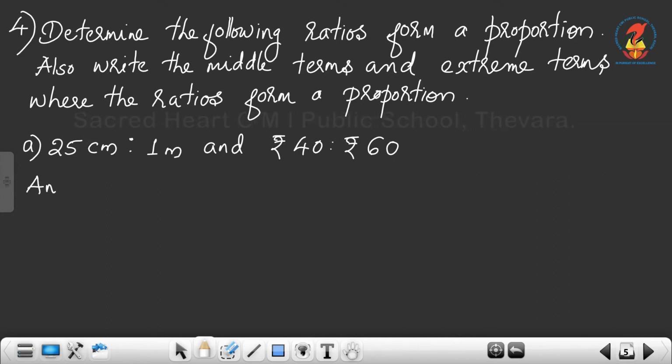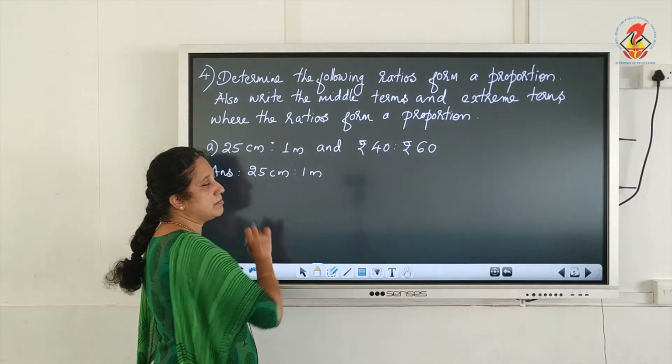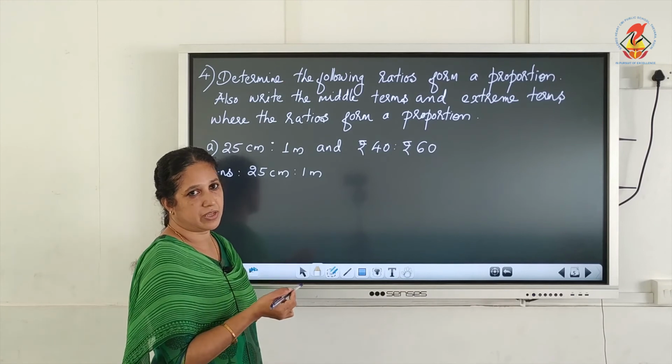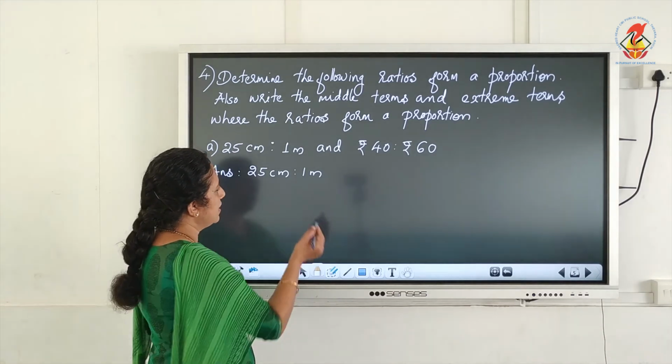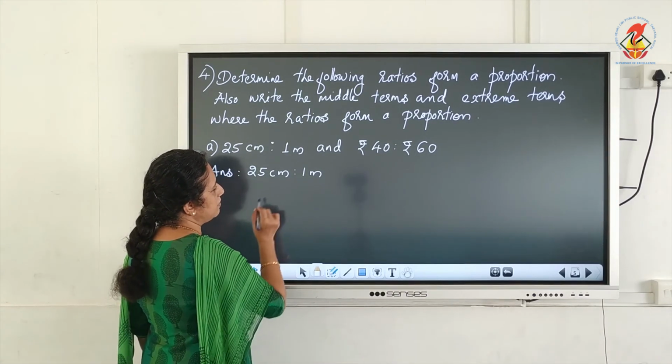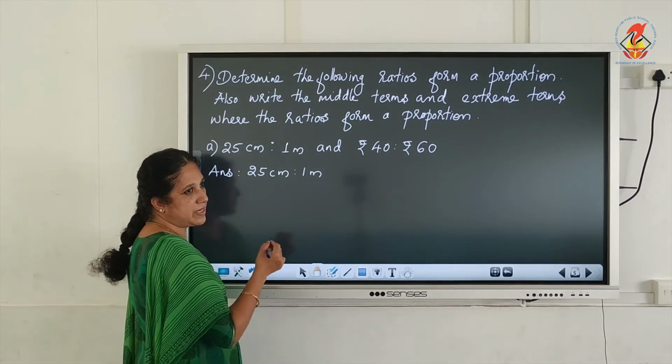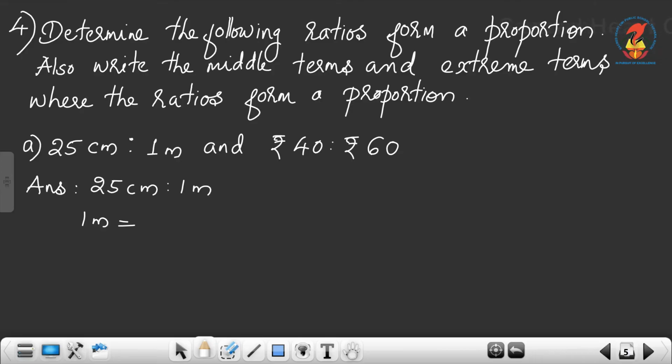Now, we will consider the first ratio. 25 centimeter is to 1 meter. Here we are considering two quantities of the same kind, but the units are different. So, we have to convert them into the same units. Now, 1 meter, how many centimeters? 1 meter is 100 centimeter.